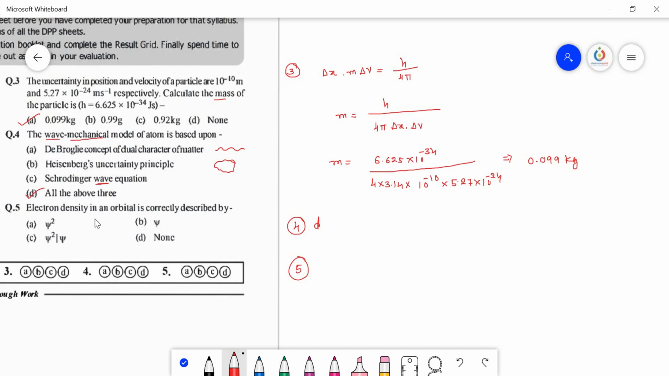And the fifth one is, electron density in an orbital is correctly described by. So the correct representation is directly psi square.